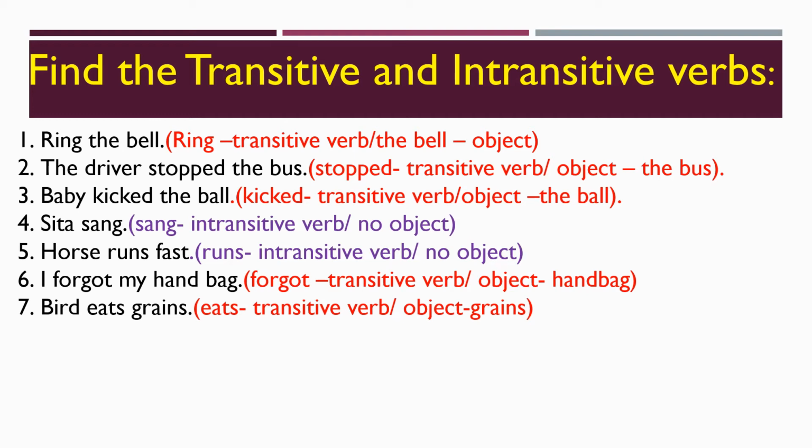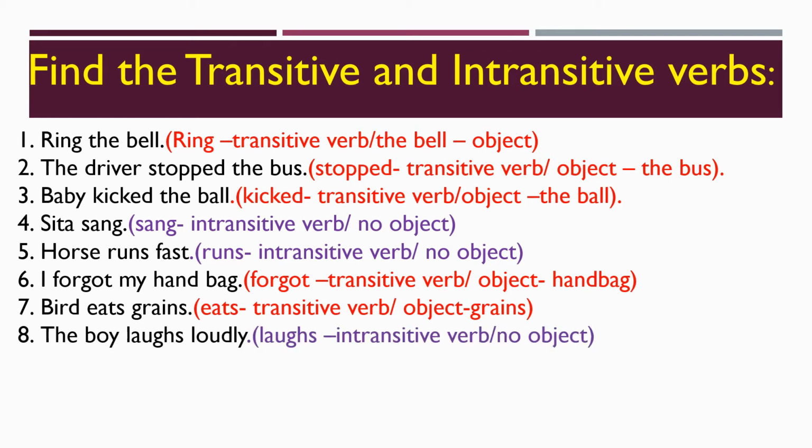Seventh, bird eats grain. Here, bird is the subject. Eats is the verb. Grain is the object. So this is a transitive verb, which is eats. The object is grain.